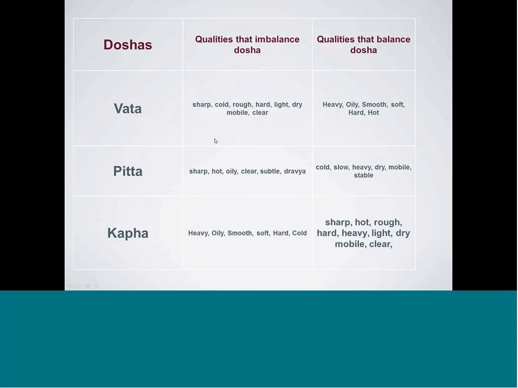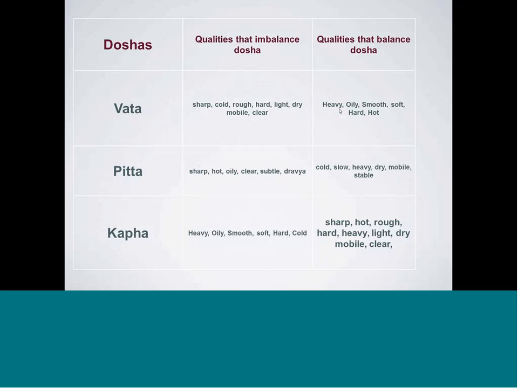So among these qualities, there are some that imbalance the dosha. For Vata, sharp, cold, rough, hard, dry, light, mobile, and clear will tend to imbalance, whereas heavy, oily, smooth, soft, and hot will tend to balance. This is where we start having the application, and we're giving a very brief overview, but you're going to hear a lot more about this.